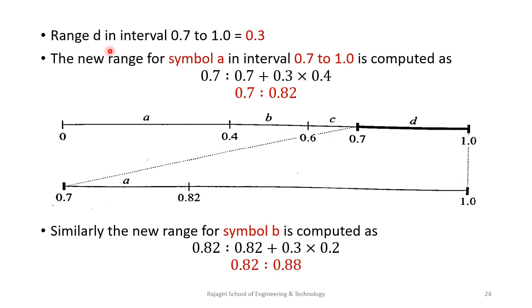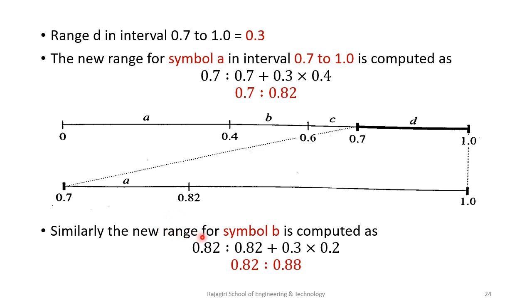The range D in the interval 0.7 to 1 is the upper bound minus the lower bound, which is 1 minus 0.7, that is equal to 0.3. So in this new interval 0.7 to 1, we'll calculate the subrange for the symbol A as the lower limit, which is 0.7, to the upper limit. The upper limit is calculated as lower limit plus D times the probability of the symbol. So D is 0.3 and the probability of A is 0.4. So we get the subrange of A as 0.7 to 0.82.